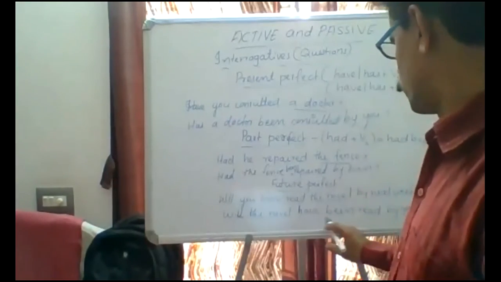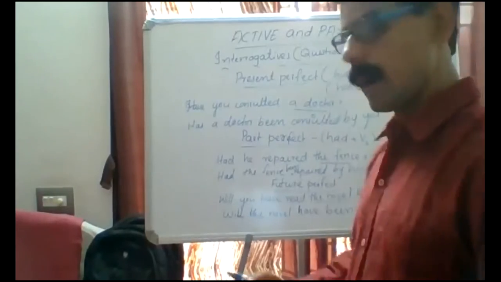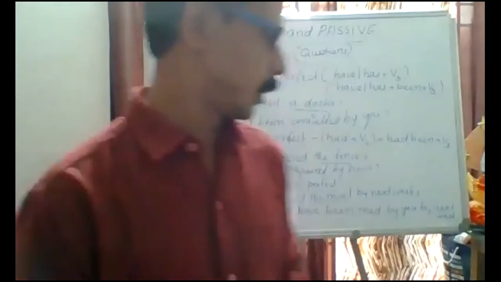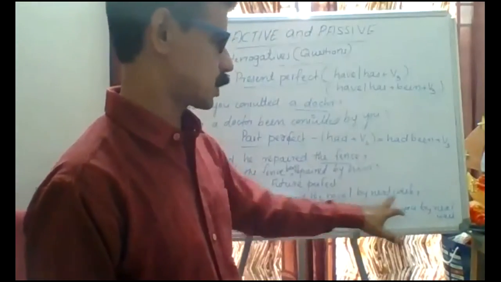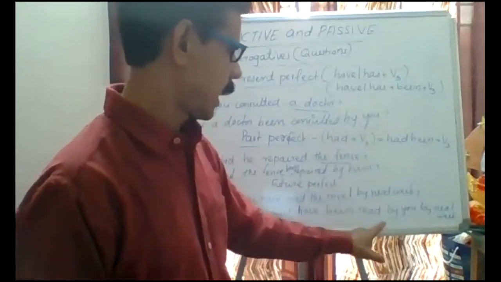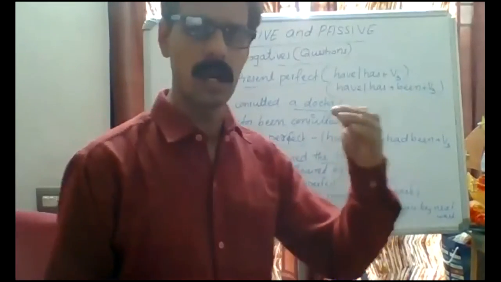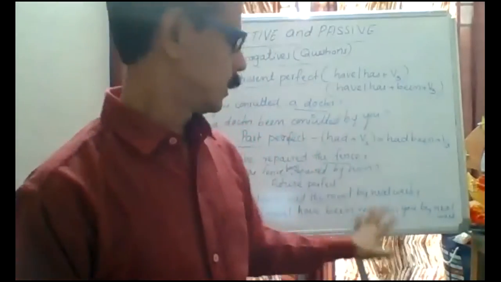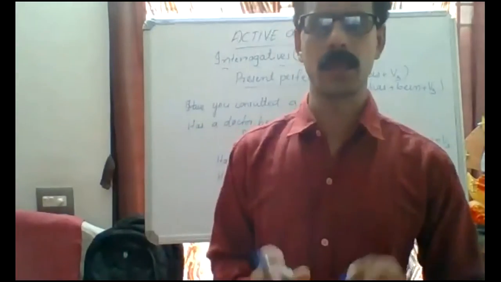Will the novel have been read by you by next week? Double by comes at the end because one by is already here. By next week is a period. It is given there. And by you is the before agent. We are using one by. Okay, this is the way of making the questions.